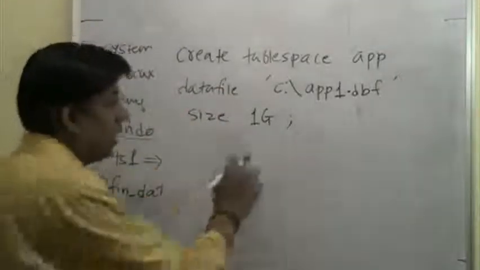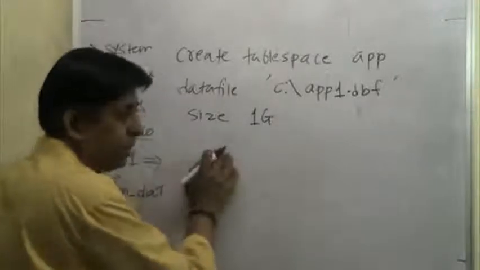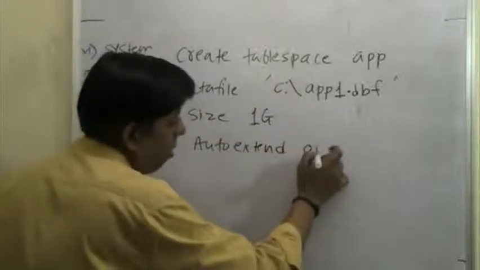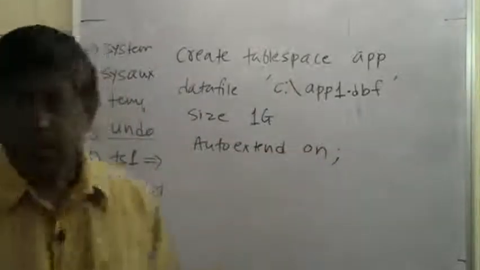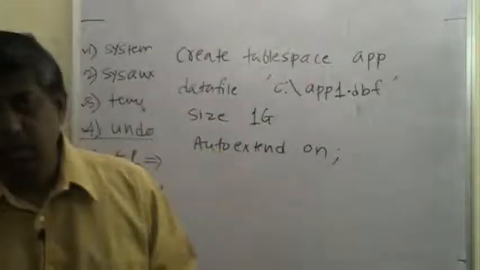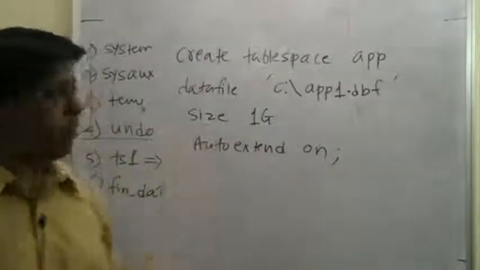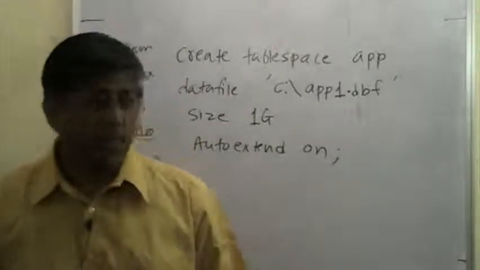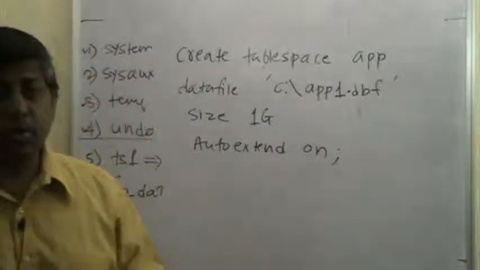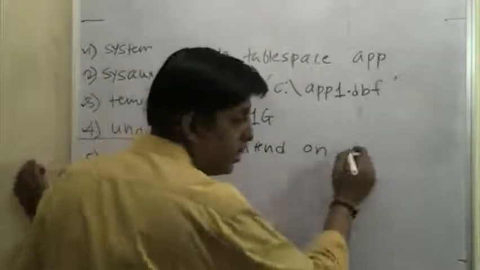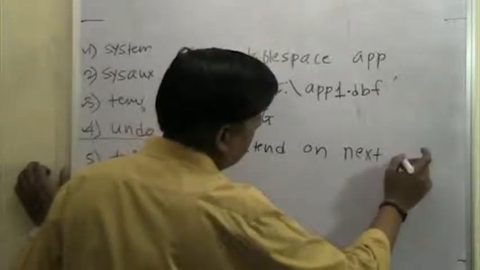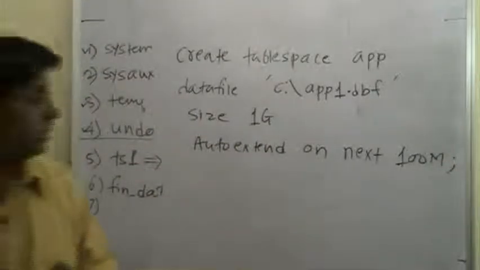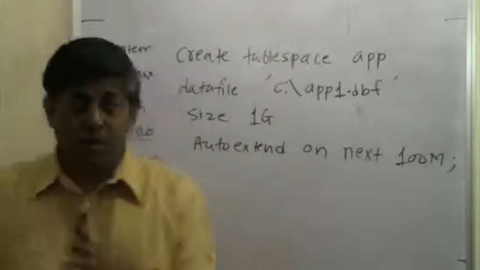So you can take an action and say that whenever this becomes full, I'm going to do an auto extend. Auto extend on. Auto extend on means what? It means when 1 gigabyte becomes full, suddenly the size of that file, which is the file app1.dbf, will grow. And how much will it grow by? It will grow by, in this case, 100 MB. And you can specify this thing. You can specify the next, this is the next growth of that file.